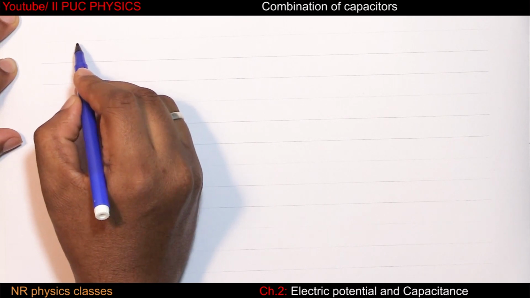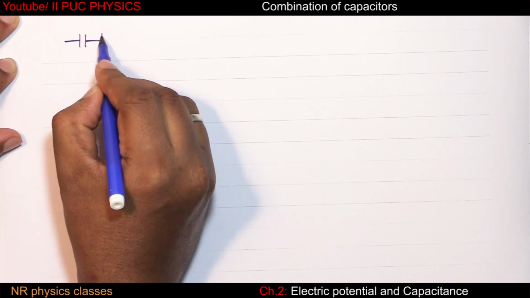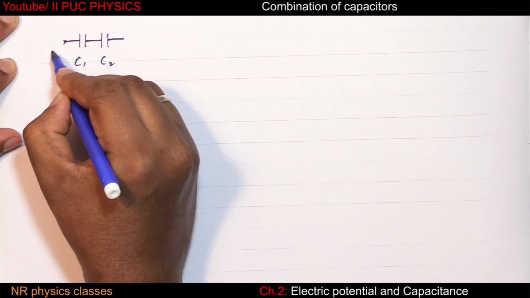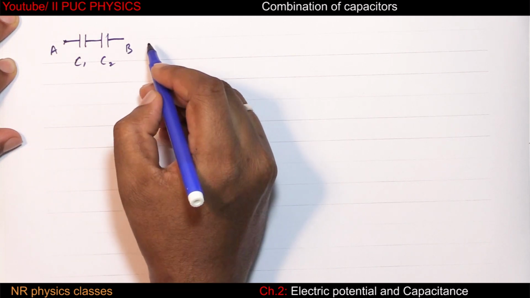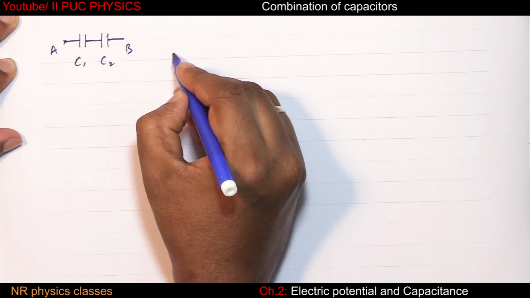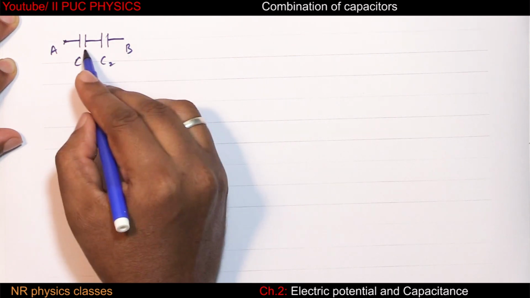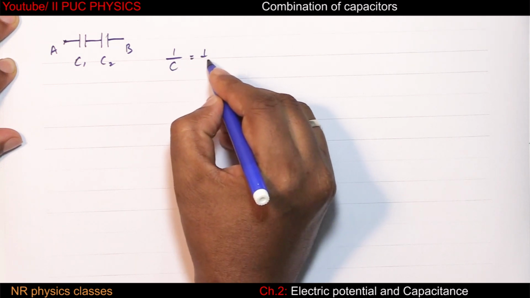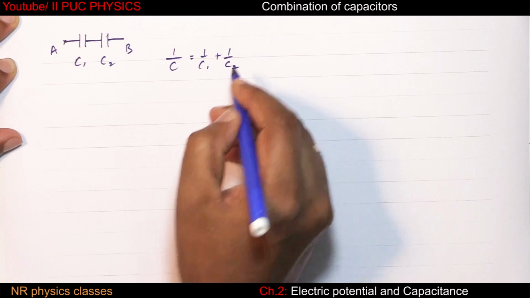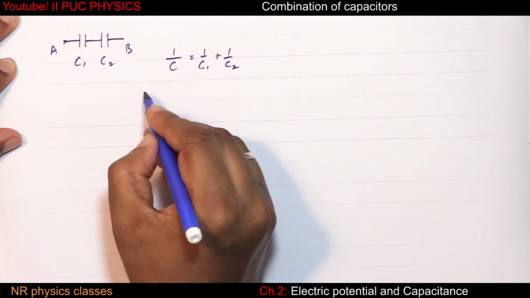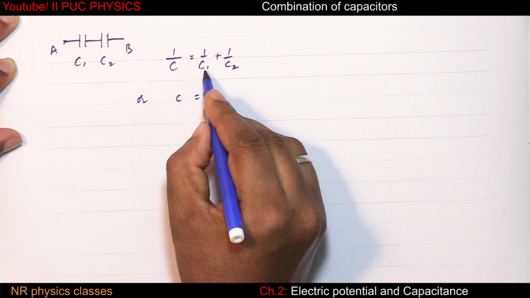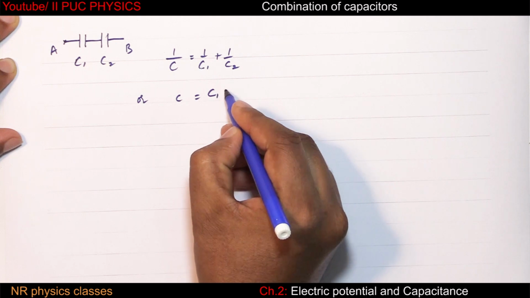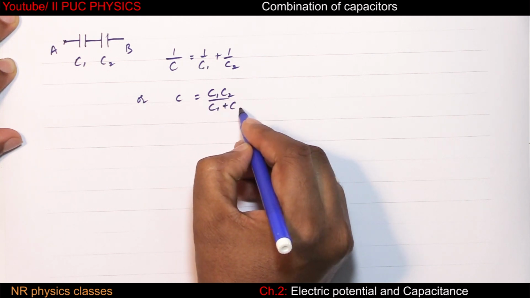Revision of combination of capacitors. If two capacitors, C1 and C2, are in series, then the equivalent capacitance across these two is 1 by C equivalent equal to 1 by C1 plus 1 by C2, or C equal to, take LCM, then take their reciprocals. What we get is C1 C2 by C1 plus C2, isn't it?